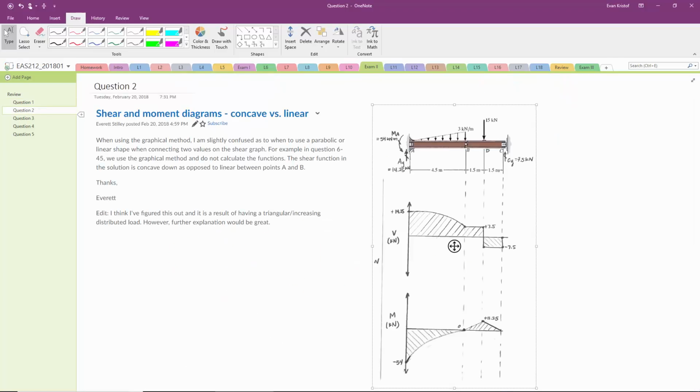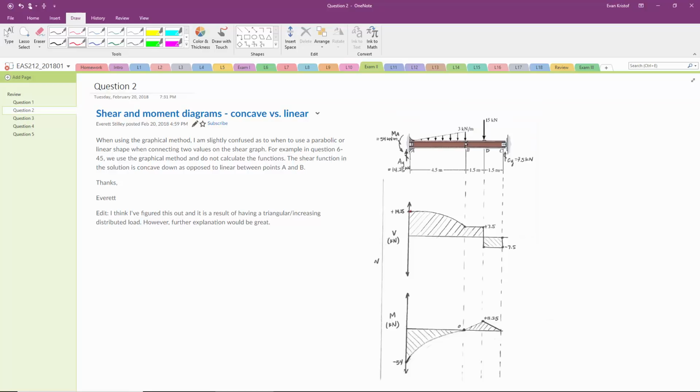Next question we've got, the shape of shear and moment diagrams, concave versus linear. So Everett says, when using this graphical method, I'm slightly confused as to when to use a parabolic or a linear shape when connecting two values on the shear graph. For example, in question 645, we use a graphical method and do not calculate the functions. The shear function in the solution is concave down as opposed to linear between points A and B.